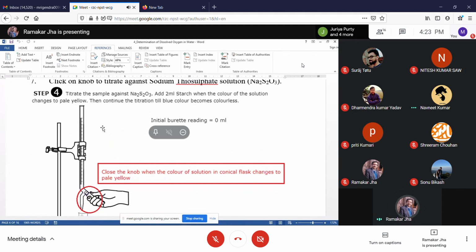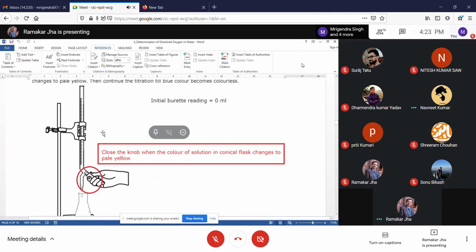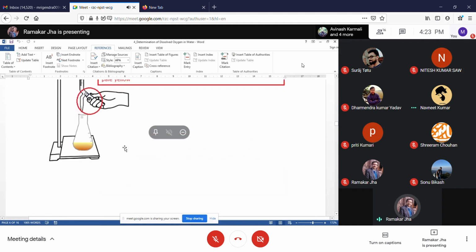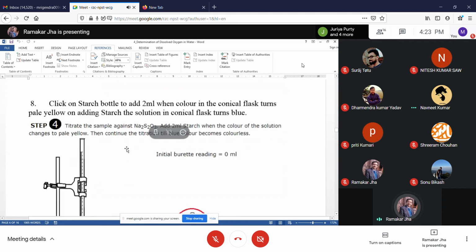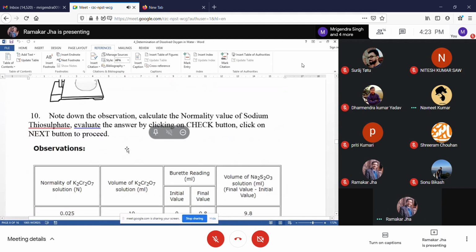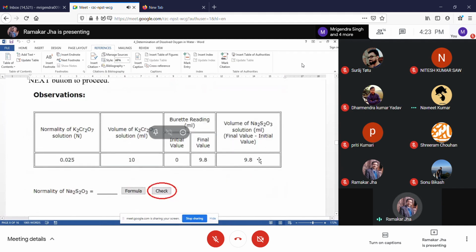तो हमने तीन मिक्स कर लिया, पोटेशियम डाइक्रोमेट, पोटेशियम आयोडाइड एंड HCl. मिक्स करने के बाद येलो कलर हो गया. देन हमने इसमें, 0 रीडिंग था हमारा सोडियम थायोसल्फेट का, उसमें धीरे धीरे डालना शुरू कर दिया, तो लाइट येलो कलर हो गया. लाइट येलो हो गया तो हमने स्टार्च डाल दिया, तो ब्लू कलर हो गया. और उसके बाद फिर हमने सोडियम थायोसल्फेट डालना शुरू कर दिया जब तक कलरलेस ना हो जाए. तो हमें इससे 9.8 मिल गया, वॉल्यूम ऑफ Na2S2O3 solution. Final value minus initial value, and that is the normality.